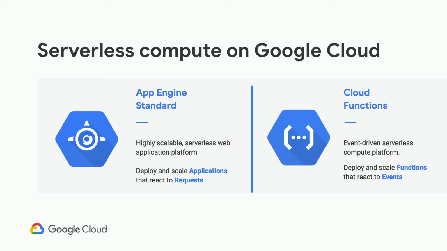In the case of App Engine, it's a highly scalable serverless web application platform. You can use App Engine Standard to deploy and scale your applications that react to requests. In terms of Cloud Functions, they are an event-driven serverless compute platform where you deploy and scale functions that respond to events. So if I'm used to writing things like maybe an Express.js application, you can just run that on App Engine. Same for Python and Go support as well. You don't need to rejigger your application. You simply deploy it through a descriptor file and you're done.